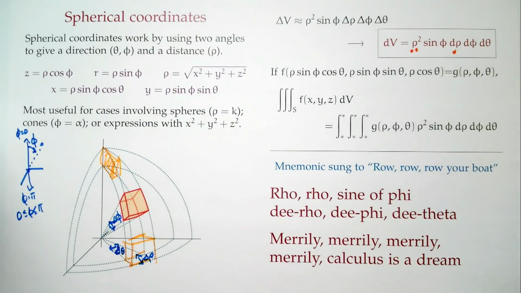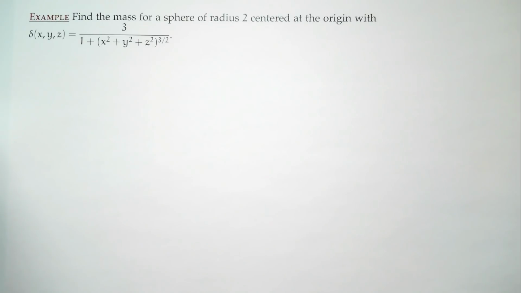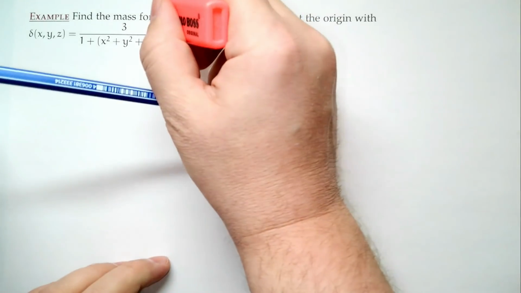All right, well, let's go back to the problem we started with, because now we have a tool. Find the mass for a sphere of radius 2 centered at the origin with the density equal to 3 divided by 1 plus x squared plus y squared plus z squared to the power 3/2. All right. Well, what's our plan? Spherical coordinates. Okay, what's a good clue for spherical coordinates? Yeah, we see the word sphere.